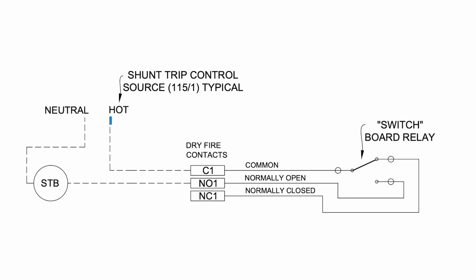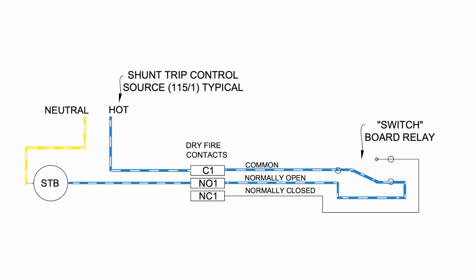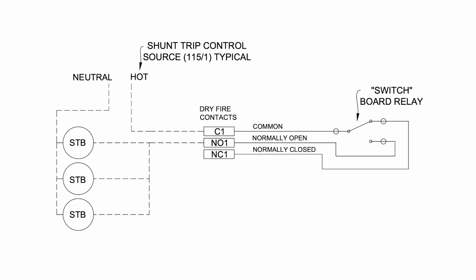The coil voltage will come into C1, or the common of the dry fire contacts, and the normally open NO1 becomes our switch leg and will wire to the coil of the shunt trip breaker. To complete the circuit, the neutral of the power source also ties to the coil of the shunt trip breaker. If there are multiple shunt trip breakers, then they will wire in parallel.